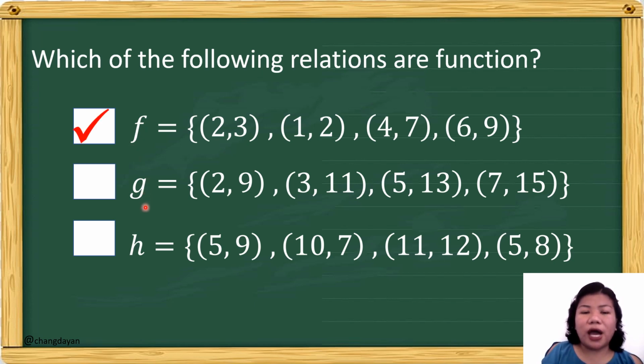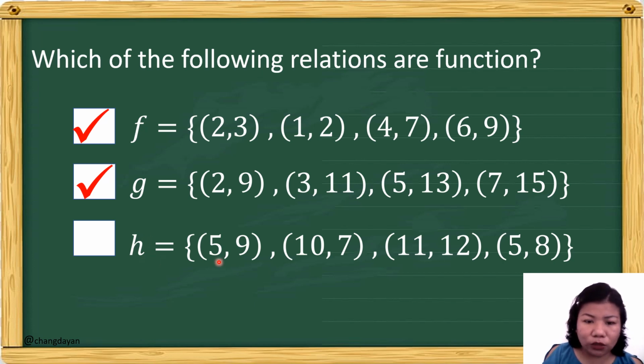Next, we have the second relation, g equals (2, 9), (3, 11), (5, 13), (7, 15). As you see, each x value corresponds to only one y value, meaning to say 2 does not repeat, 3 does not repeat in our domain. So we have the domains are 2, 3, 5, 7. So we have the two functions. What about h?